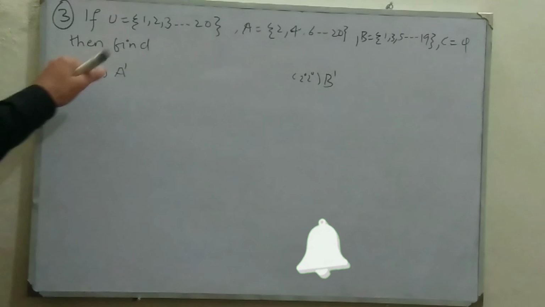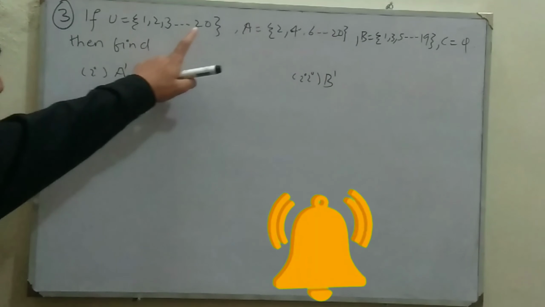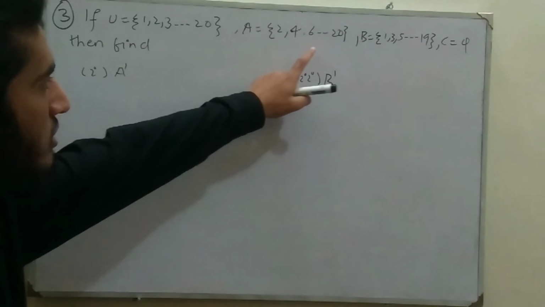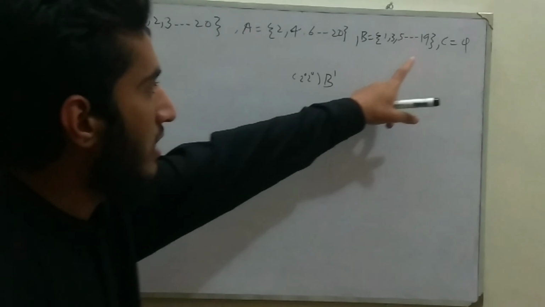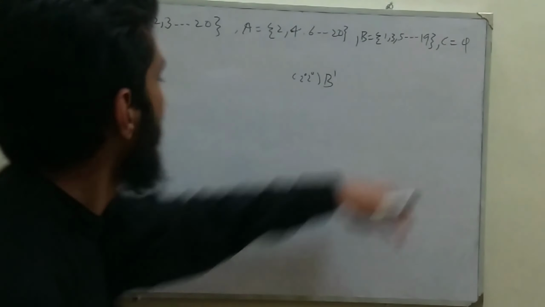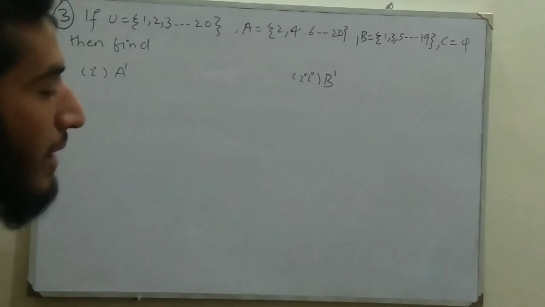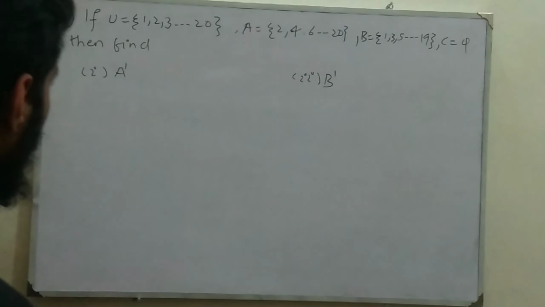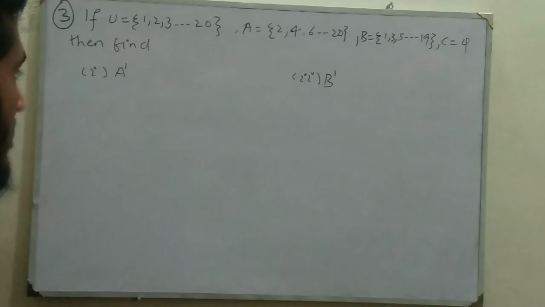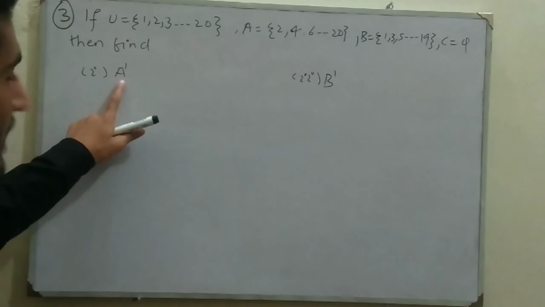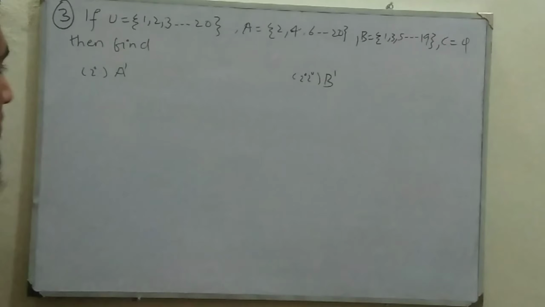Question number 3 says that if U is equal to 1, 2, 3 up to 20, A is equal to 2, 4, 6 to 20, B is 1, 3, 5 to 19, and C is empty, then the first part asks to find A complement and the second part asks to find B complement. Complement is the subtraction of the given set from the universal set.